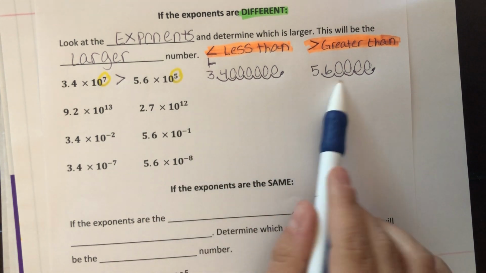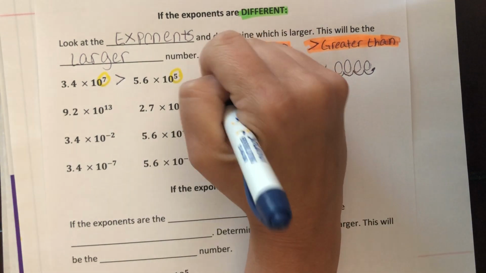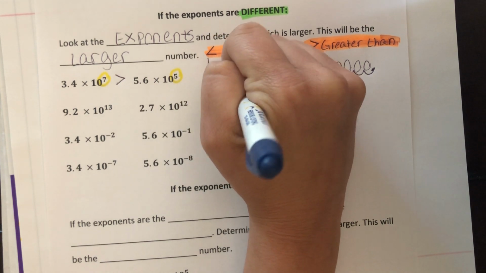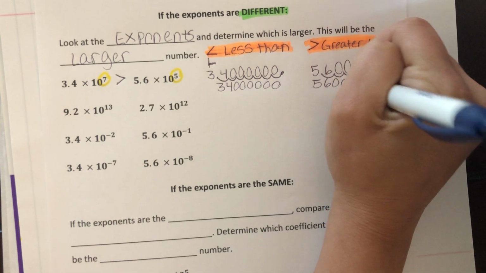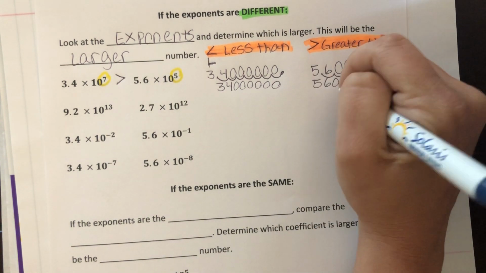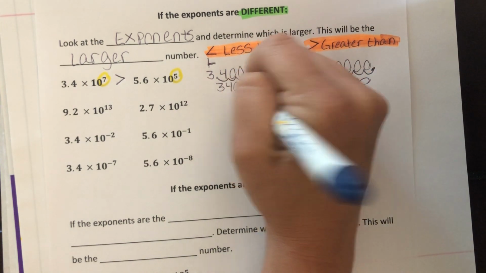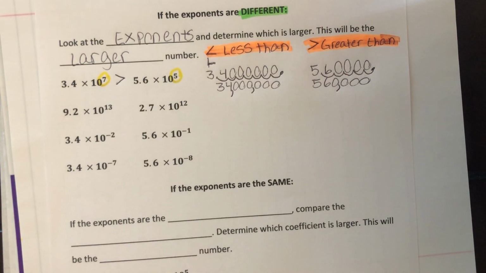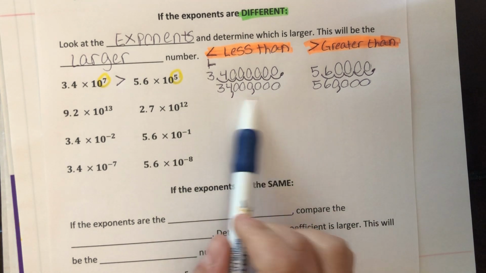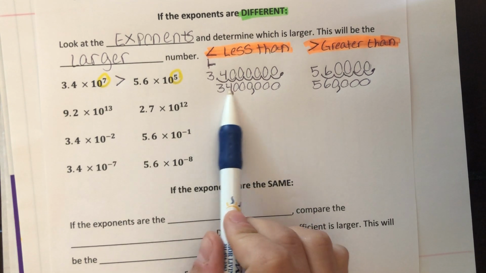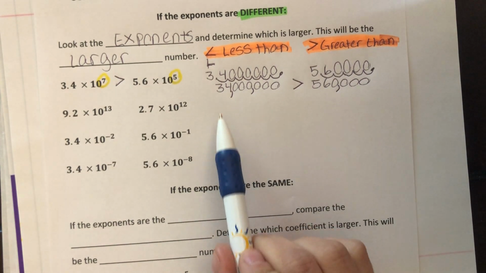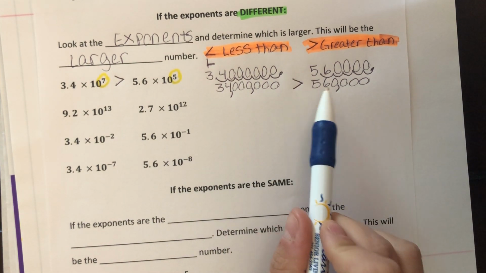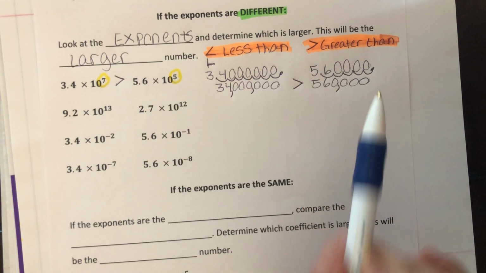Now I'm going to rewrite these without all the loops so it's easy for me to compare them. Add in my commas. And when we're looking at this, we can easily see that this is the larger number. It has more place values in it. So this number is greater than this number. 34 million is greater than 560,000.